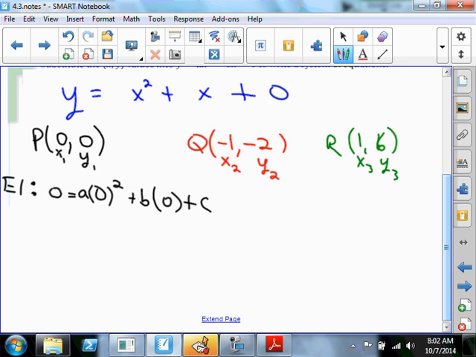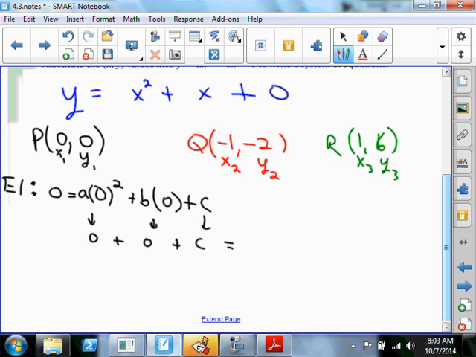What's A times 0 squared going to simplify to be? 0. So all this is going to simplify to be 0. And then what's B times 0 going to simplify to be? It's also going to simplify to be 0. So we got 0 plus 0. And then C is just C, right? So plus C. So 0 plus 0 plus C equals.